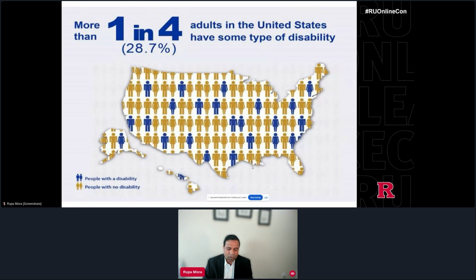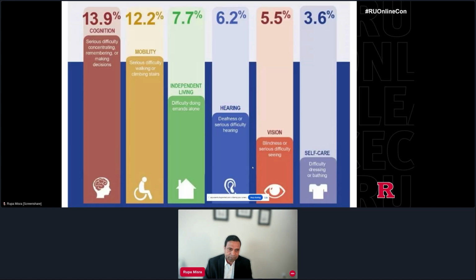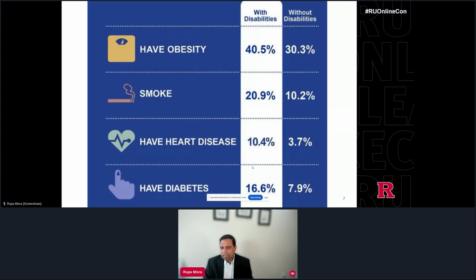Before COVID, when we thought about disability, we were thinking about people who had physical disability. But during COVID, we realized that people had mental health challenges as well, so that is a form of disability as well. And there are many different types of disability, once again according to the CDC's website. You can see people have cognition issues, mobility issues, independent living, hearing, vision, self-care, and you can see the percentage.